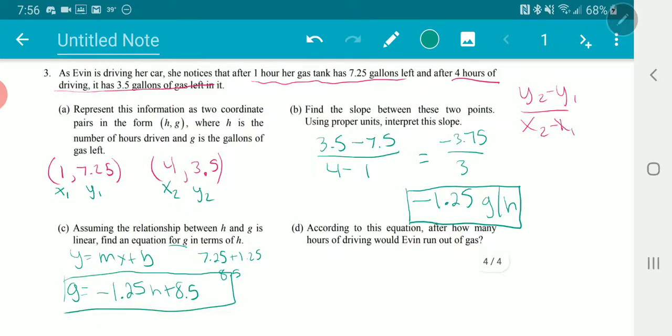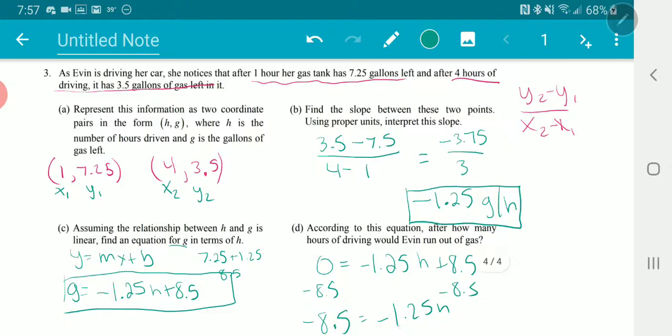G equals negative 1.25 H plus 8.5. And lastly, D. According to this equation, after how many hours of driving would Evan run out of gas? So if I ran out of gas, my G would have to be 0. So it's going to be 0 equals negative 1.25 H plus 8.5. Let's solve this equation. Minus 8.5 minus 8.5. And I've got negative 8.5 equals negative 1.25 H.